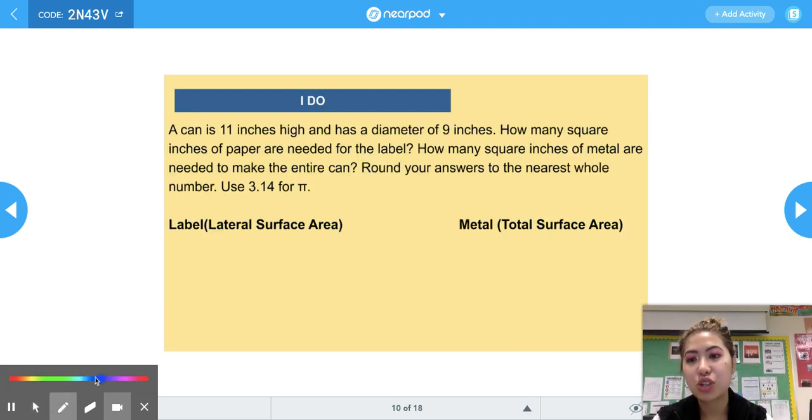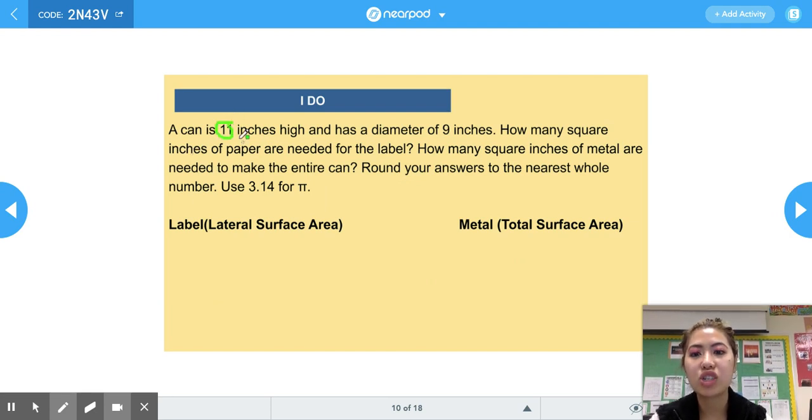This next I do problem is a word problem. A can is 11 inches high and has a diameter of 9 inches. How many square inches of paper are needed for the label? How many square inches of metal are needed to make the entire can? Round your answer to the nearest whole number.